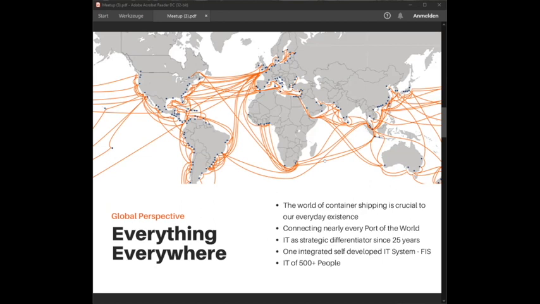We have basically not more than 15 applications in total at Hapag-Lloyd. We have an own developed system called FIS. FIS is our major freight information system. So we are very strict with one database system, one file per shipment. So we are not very much a buyer company that buys a lot of different systems to enrich our system landscape.